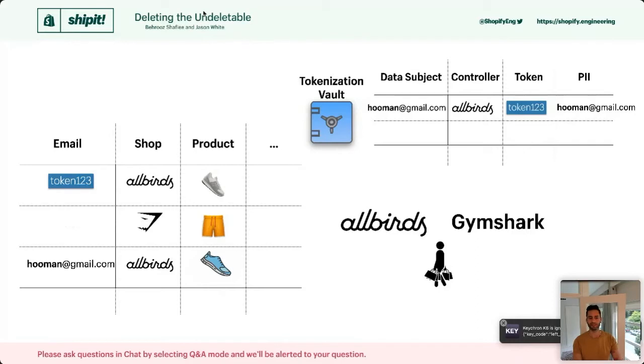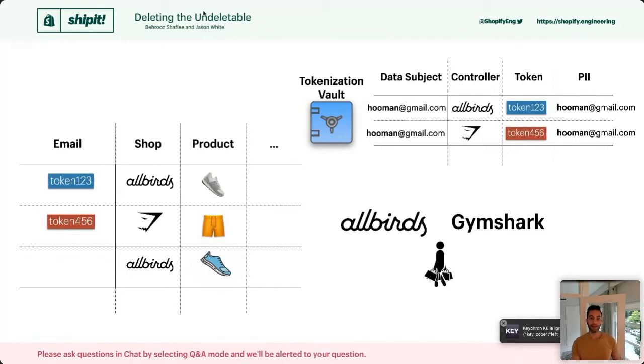Next, we again take the same email and send it to the tokenization vault. Even though it's the same email, it generates a new token. That's because the merchant or the controller is different. The first time it was Allbirds, now it's Gymshark, so it gets another token. And token 456 gets persisted.